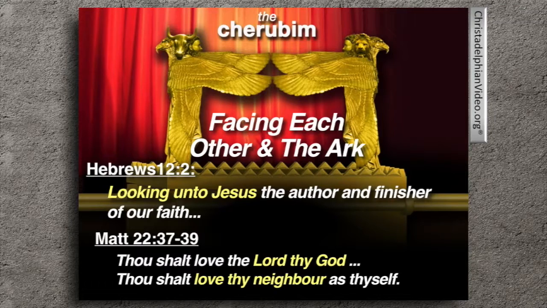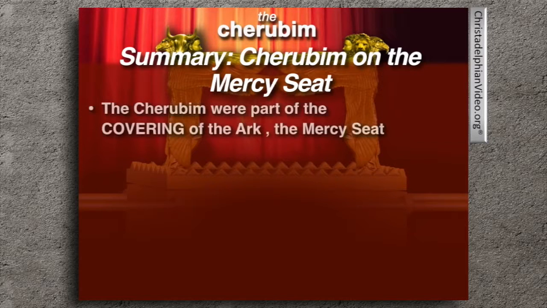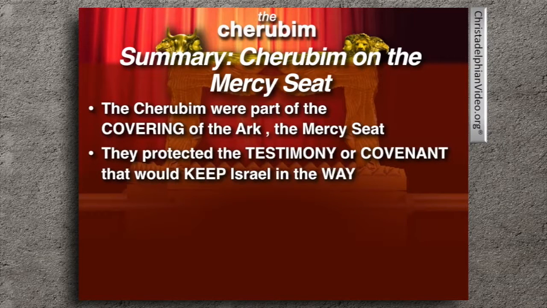So in quick summary then, brothers and sisters, the cherubim on the mercy seat. They were part of the covering of the ark, the mercy seat. They're part of the lid. They protected the testimony or the covenant that would keep Israel in the way as they traveled through the wilderness wandering. The Lord Jesus Christ is the mercy seat.